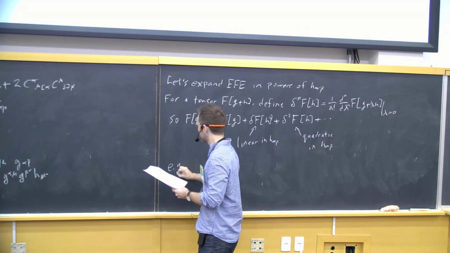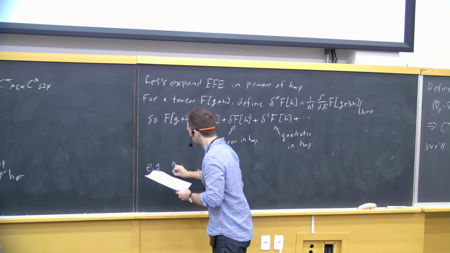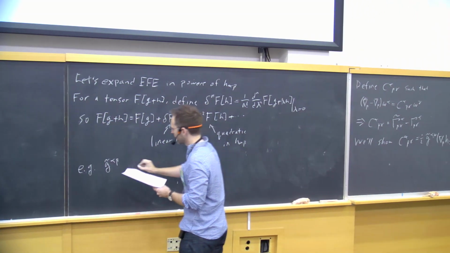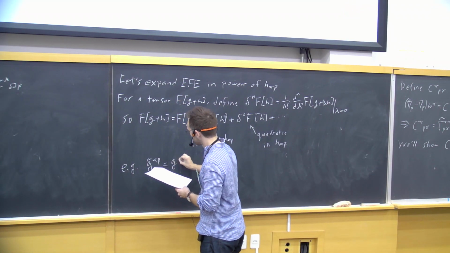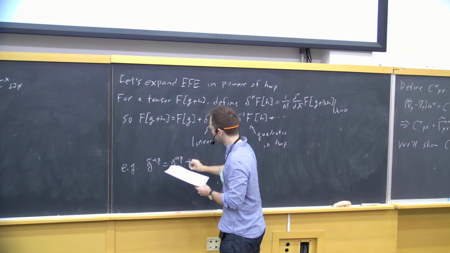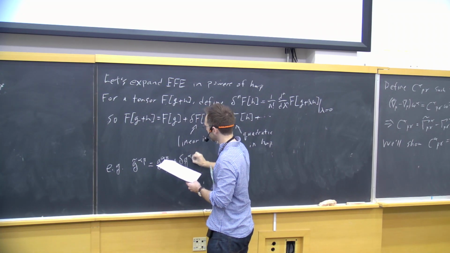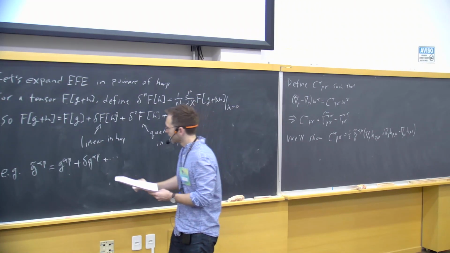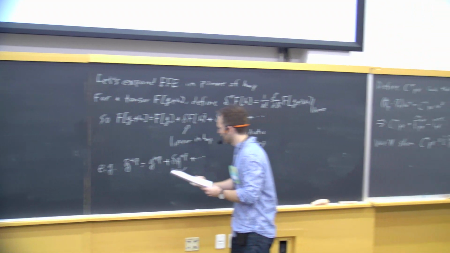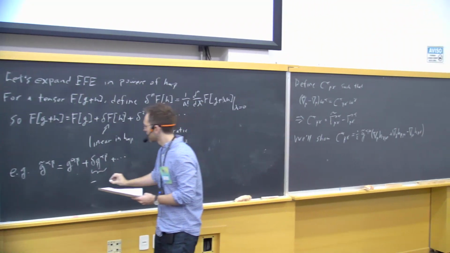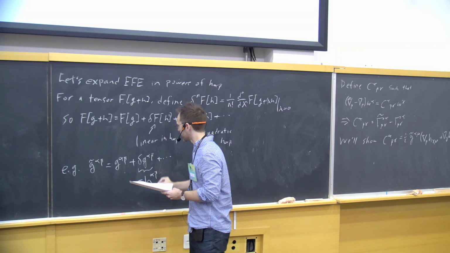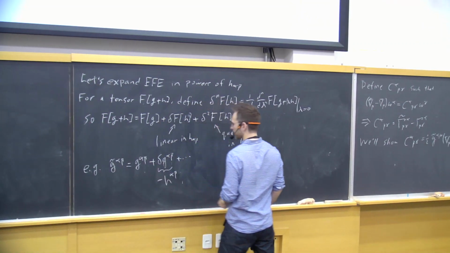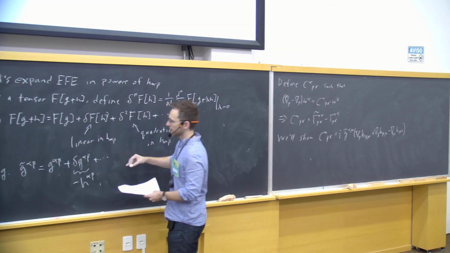So as an example, g tilde alpha beta, indices up, is g alpha beta plus delta g alpha beta plus nonlinear terms, and this delta, as we saw over there, is just minus h alpha beta. So this is the linear piece of g tilde inverse, and we would have quadratic pieces, cubic pieces, and so forth.